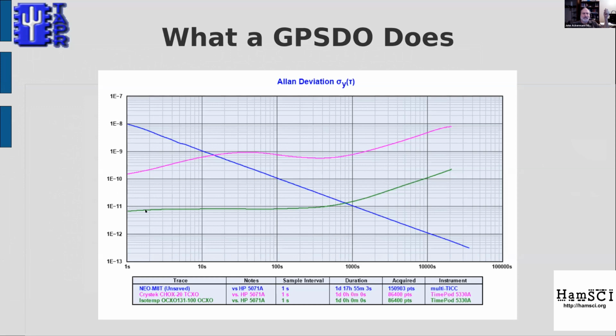This is a somewhat better oven-controlled oscillator, and you can see that the GPS is quite noisy at short measurement intervals, and it keeps getting worse if we look further to the left, whereas the TCXO is pretty good and the OCXO is much better.